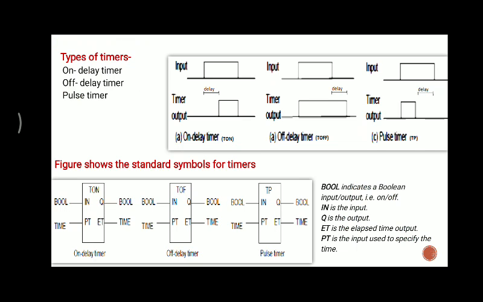Now there are different types of timers. First is the on delay timer, then the off delay timer, and the pulse timer. I will just tell what on delay is. On delay is nothing but there is an input to the timer, but the output is not activated. You can see this is the delay period.